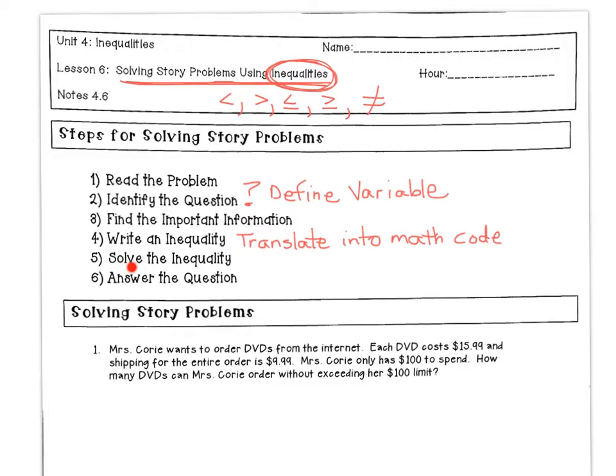Step 5, you have to solve the inequality. That's when you're going to show all the steps. So show your work. And finally, you have to answer the question, and that will involve a sentence and units of measure.